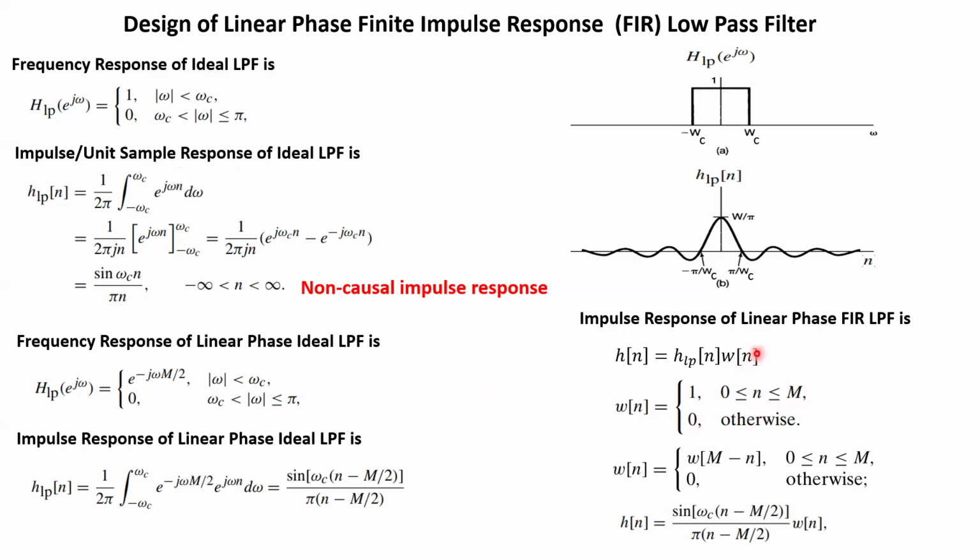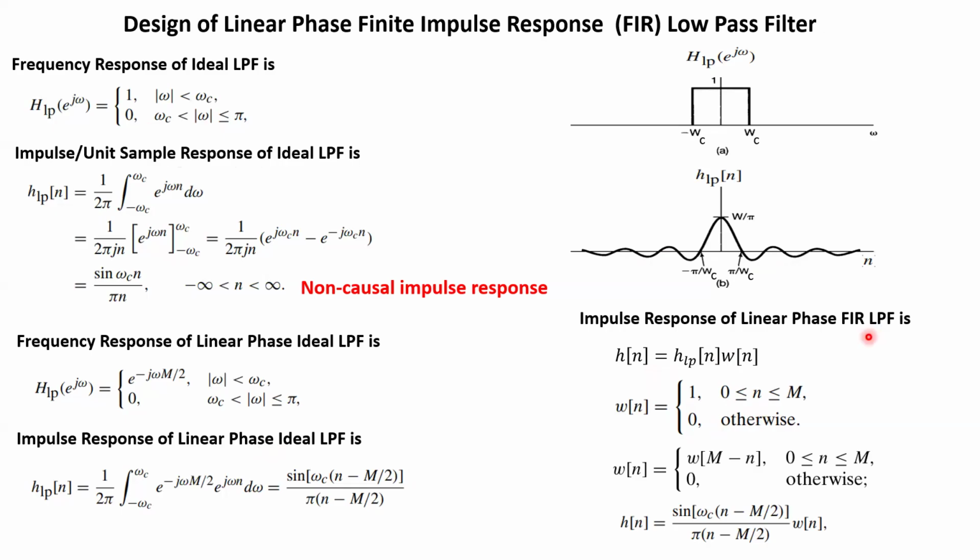So if you multiply this window function with the impulse response of the linear phase ideal low pass filter, we are going to truncate the negative part, and we are also going to truncate the values of n which are greater than M. Okay, so all values of n outside this range 0 to M are going to be multiplied with 0, and therefore they will be truncated. And therefore we are going to get the impulse response of a linear phase FIR low pass filter, right?